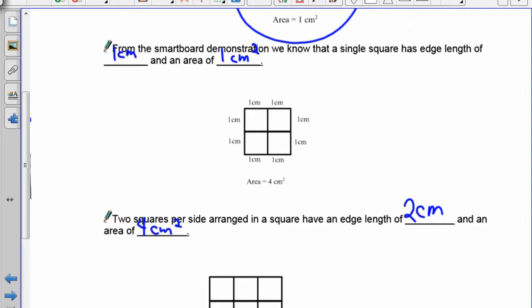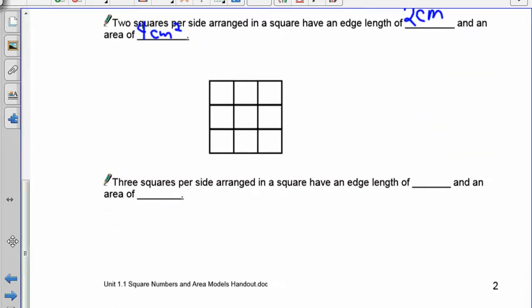Come on, there. There we go. So if I wanted to find the measurement of this square right here, I would have to take the 1 centimeter squares, put them in there, and find out how many fill it. And you can see we have 4 of them. So this square right here has an area of 4 centimeter squared.